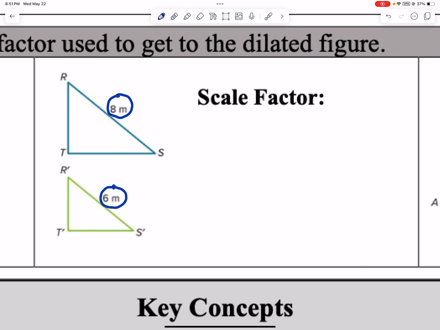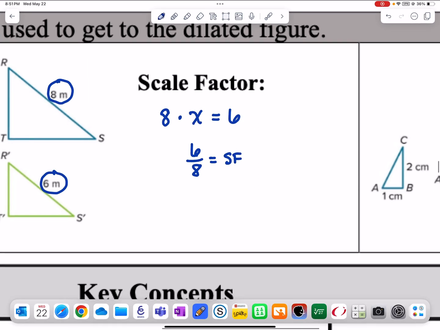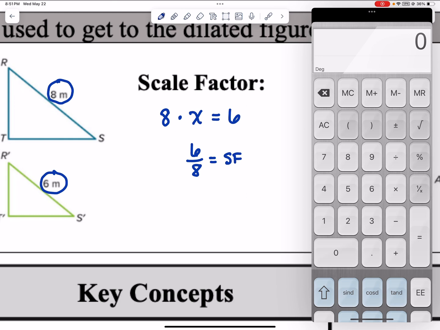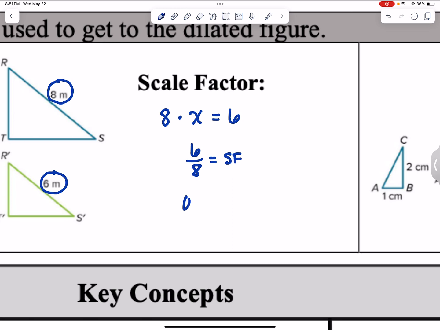Remember, we're asking ourselves to go from pre-image to image. 8 times what equals 6? Or we could just do 6 divided by 8 to get our scale factor. So what is our scale factor? We would just grab our calculator, do 6 divided by 8, and it'll tell us our scale factor is 0.75. So 0.75 equals our scale factor.